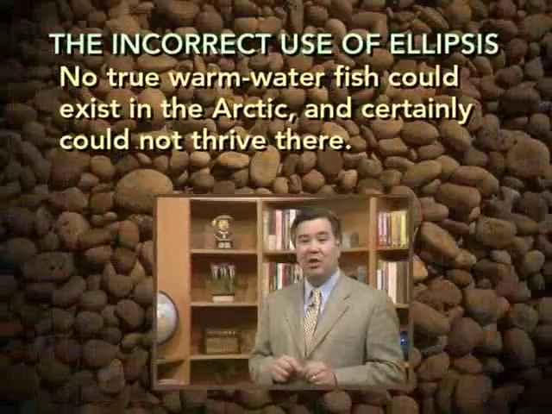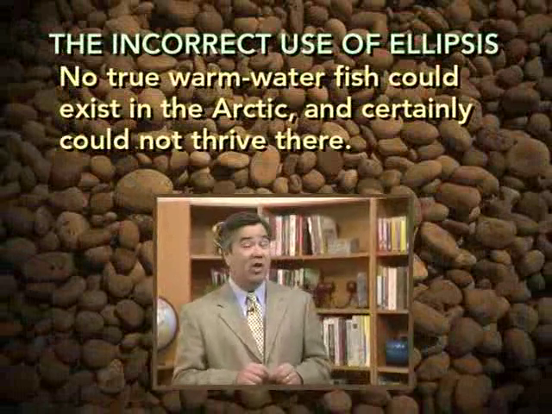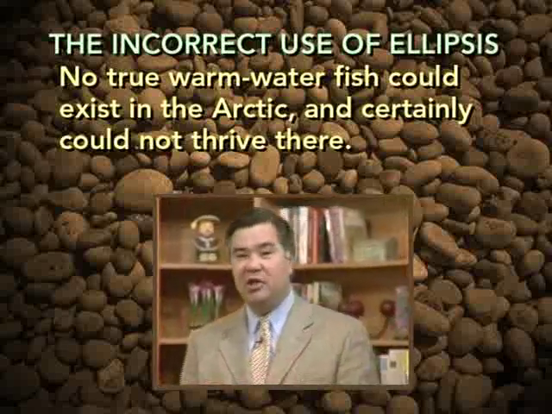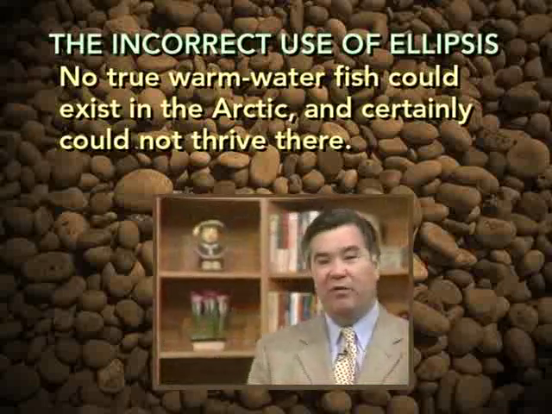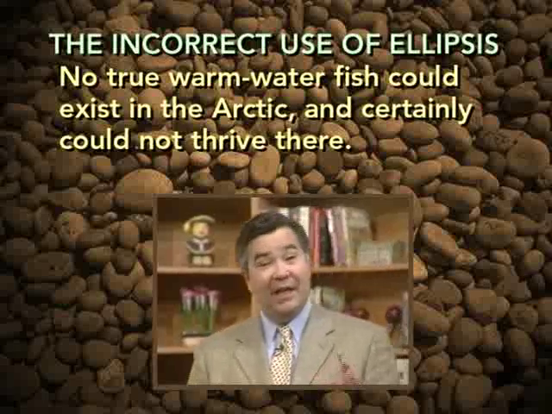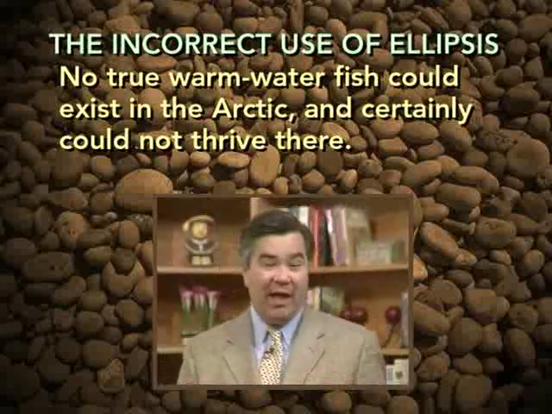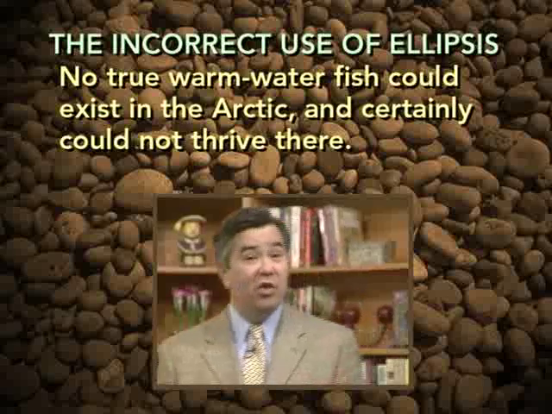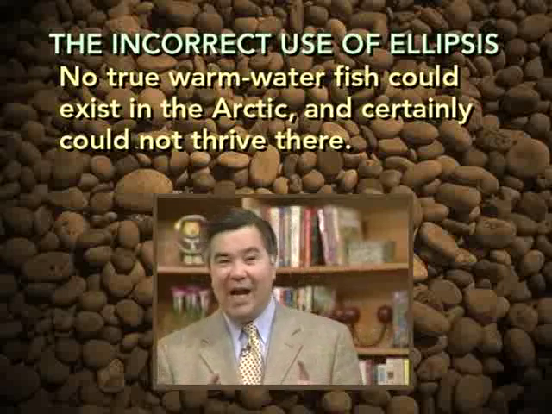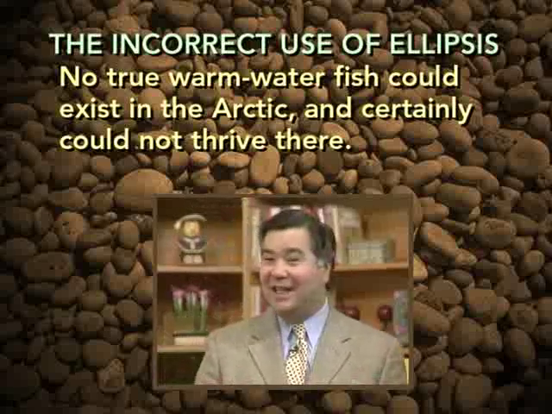Here's another example. No true warm water fish could exist in the Arctic, and certainly could not thrive there. Okay, again, two parallel ideas are being described. No true warm water fish could exist in the Arctic, which makes sense because the waters in the Arctic would be cold. And then in our second idea, warm water fish certainly could not thrive there. Okay, so far so good, but the author has tried to use ellipsis in the second clause in order to avoid repeating the words warm water fish. However, here's the problem. When we reinsert those omitted words into the second clause, suddenly it doesn't make sense.